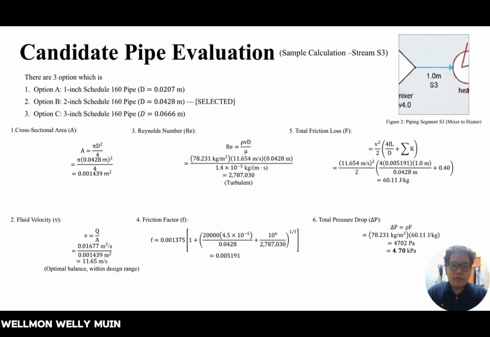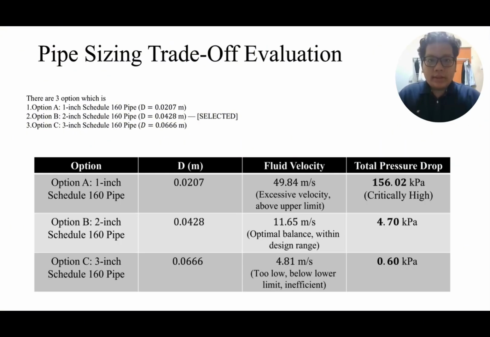In this case, we are using the sample calculation for stream S3. The Q was then divided by the area calculated earlier to get the fluid velocity. Using the fluid properties, diameter, and velocity, Reynolds number was calculated to confirm the nature of the flow. Then it was used in the friction factor equation. Lastly, we use friction factor, pipe length, and fitting losses to plug into the equation to obtain the total pressure drop. The step-by-step calculation earlier was then applied to all candidate sizes and yielded the following trade-off.